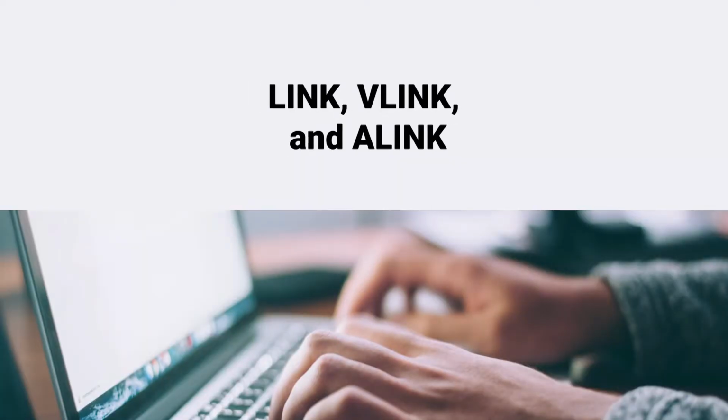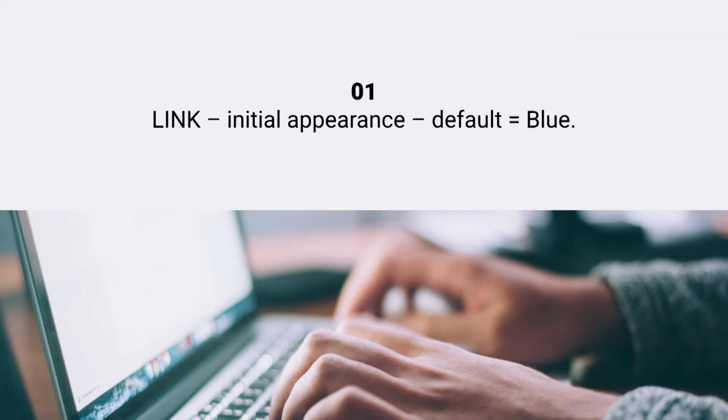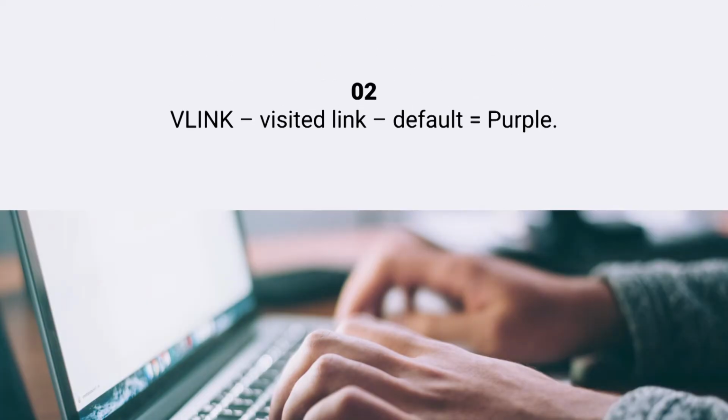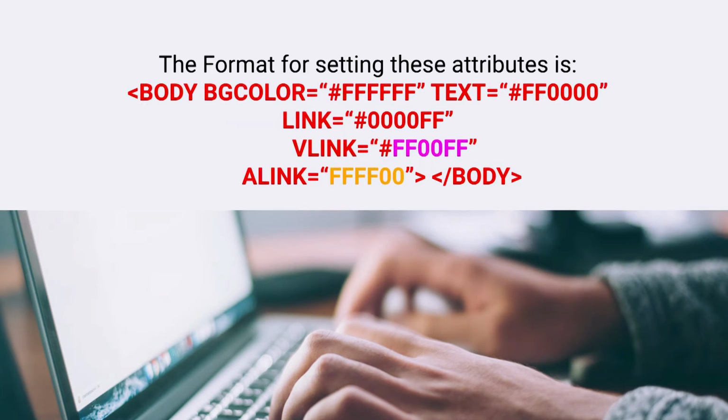Then another, it has 3 attributes which give more control over the colors in different link states. Link is used for the initial appearance, by default blue. But once you have clicked that website link and seen that information, if you go back, then that will be shown as a visited link. That's called vlink, and by default it is purple. In a similar way, the active link, when clicked, is by default yellow. So the syntax is given below.